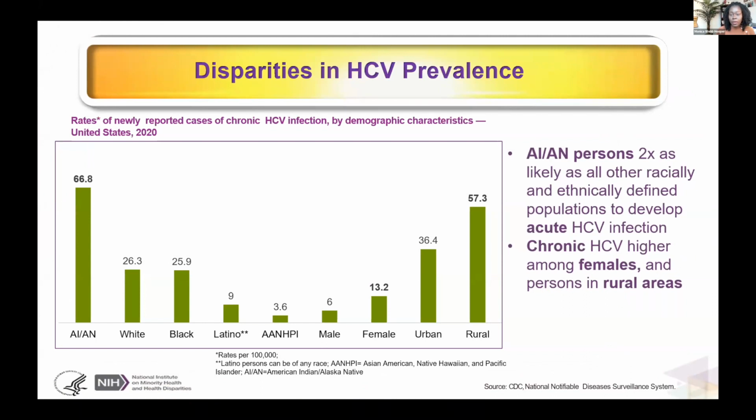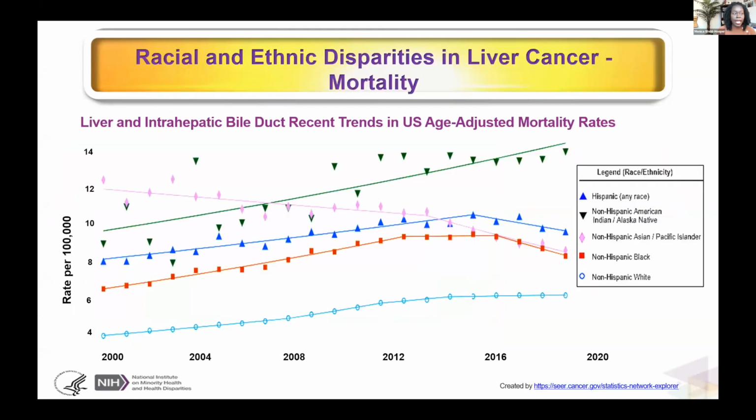There are racial disparities in hepatitis C prevalence, with the highest prevalence among American Indian and Alaska Native people and rural communities compared with urban populations. And also we see greater prevalence among females. And when you look over a 20-year period, all racial and ethnic minority populations have had greater mortality rates relative to white persons, which is that blue line toward the bottom of the figure.